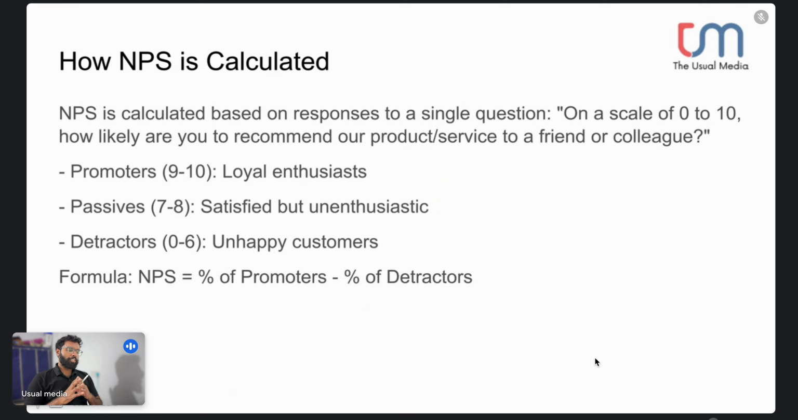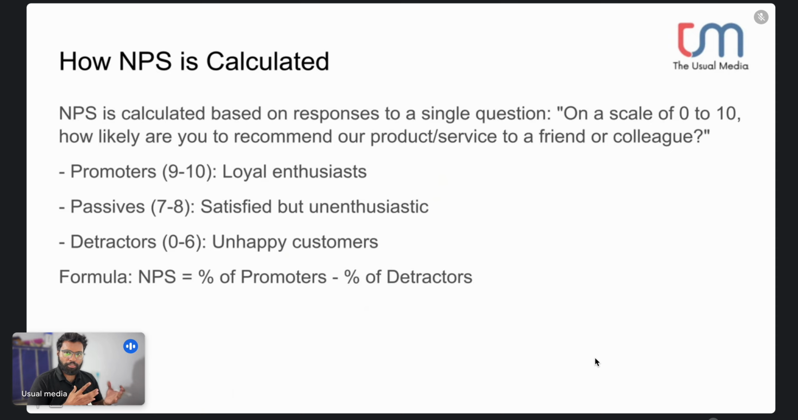Now, let's understand how NPS is calculated. So NPS is basically divided in three segments, which is promoters, passives, and detractors. So what are these three? But before that, let's understand the scale. Like how will you measure the NPS?